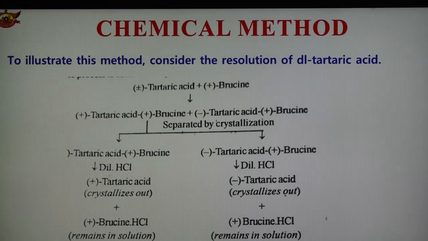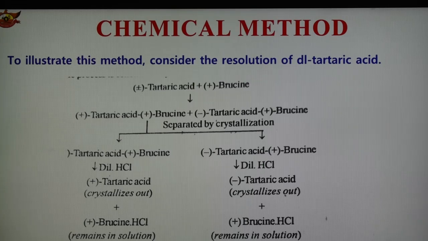So here we have to consider the resolution of DL tartaric acid. When the DL tartaric acid is treated with an optically active base like plus brucine, we obtain a mixture of two diastereomers, positive tartaric acid brucine and negative tartaric acid brucine, as shown. These two diastereomers have different solubilities and therefore can be separated by fractional crystallization.